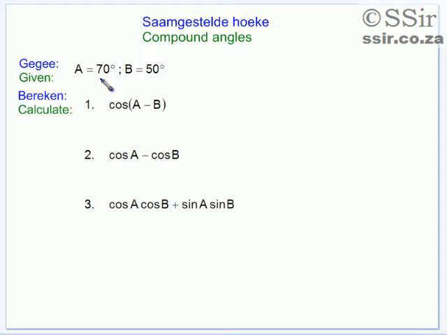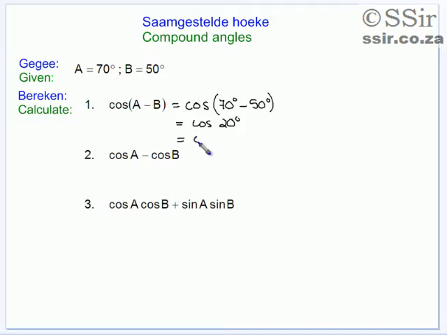Compound angles. Before we explain the concept of compound angles, let's simplify these three. Angle A is 70, angle B is 50 degrees. Cos of A minus B is going to be cos of 70 degrees minus 50 degrees, and this is equal to cos of 20 degrees.